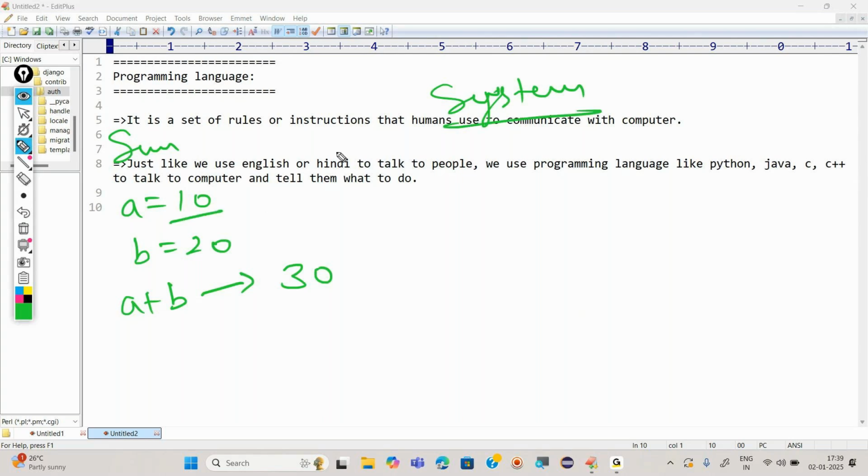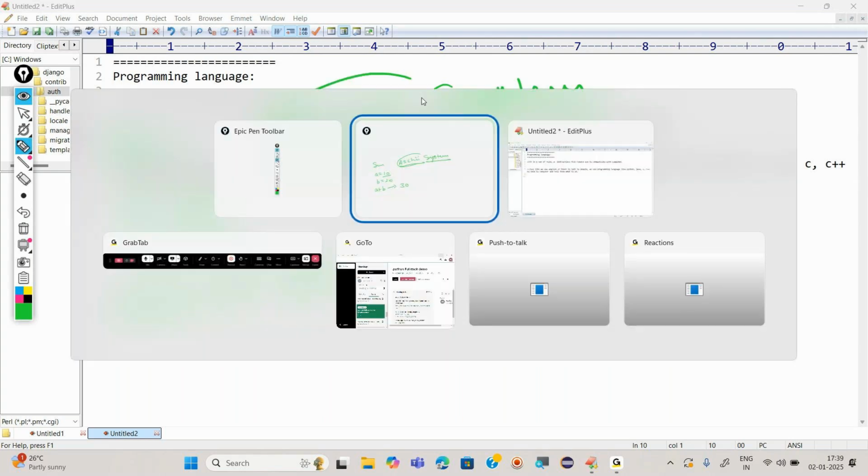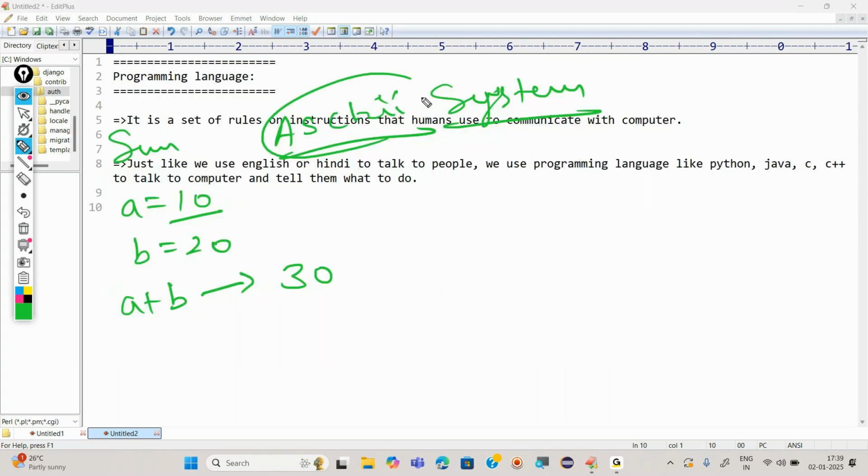For this, there is a table called the ASCII table. Okay, let me show you. I think the spelling is wrong here. Just give me a moment.